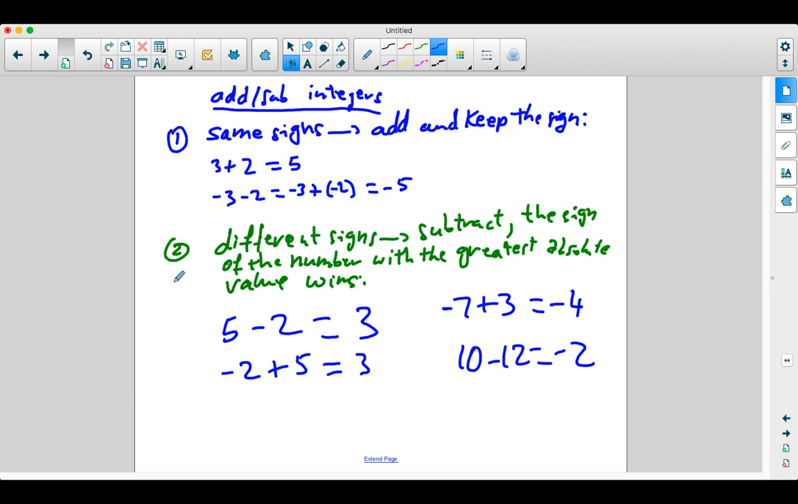Okay. So these are the 2 rules that I want you to remember. That when the signs are the same, okay, you add, you keep the sign. Okay. When the signs are different, you subtract, and the sign of the number that you have more of, if it's positive, your answer is positive. If that number is negative, your answer is negative. Okay.